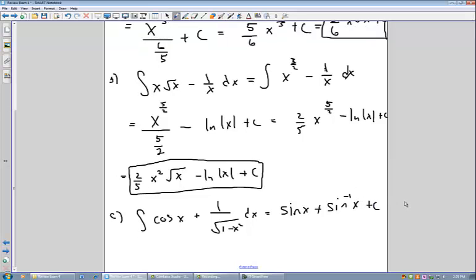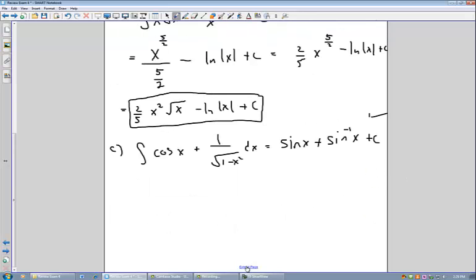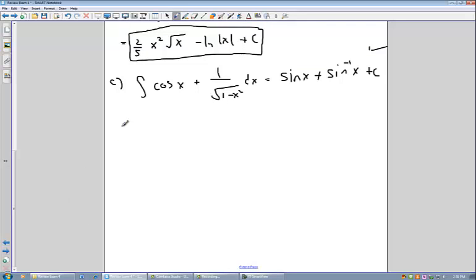And I can check my answer by taking the derivative. The derivative of sine of x is cosine of x, so that checks. And the derivative of sine inverse of x is 1 over square root of 1 minus x squared. So it checks. So that's good. All right, so moving on, if you look at D, E, and F, the next three problems, you'll see those are not one of your types, and so you're going to have to do something else to integrate them. So let's look at the first one.